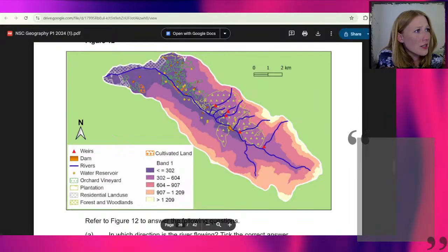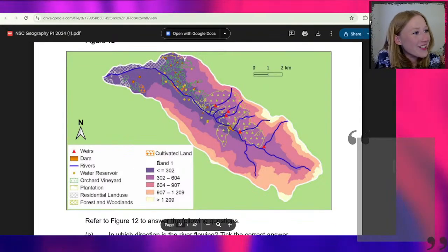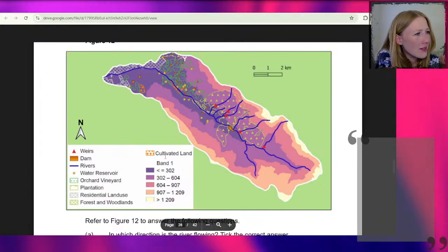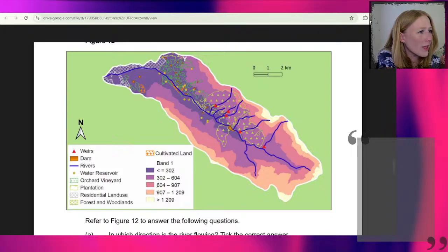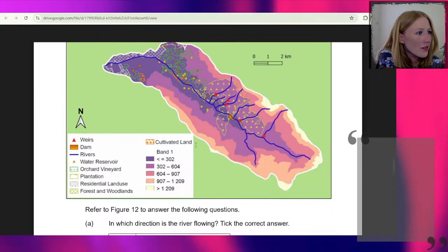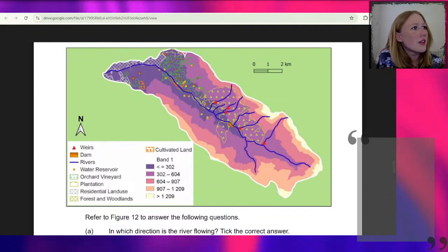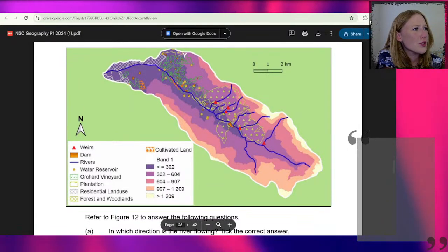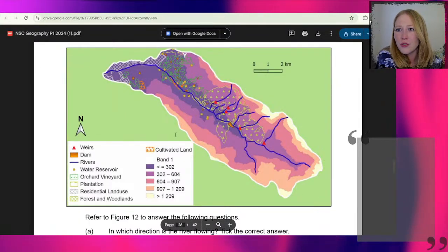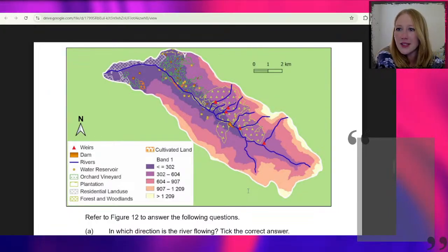Okay, we've got a whole bunch of points. We've got a whole bunch of things. Wait, what are these color bands? These purple and pink. Is this altitude? I think it's altitude because it's purple closer to the river and it's like light pink and peach further away. So I think this is like higher up in the landscape.